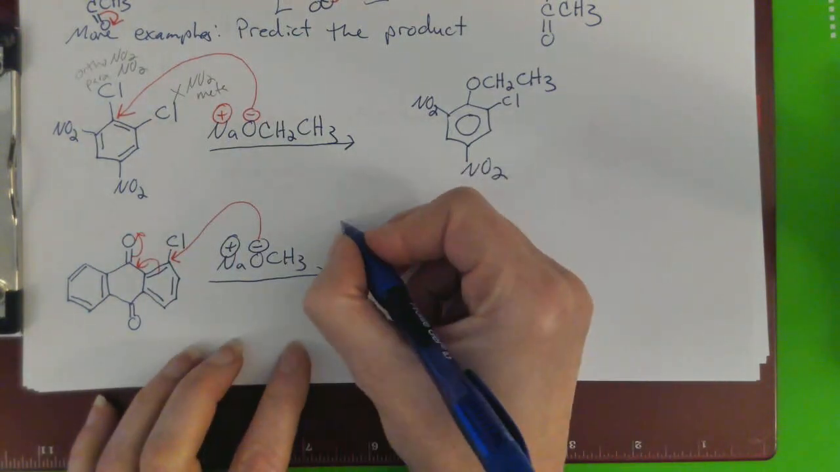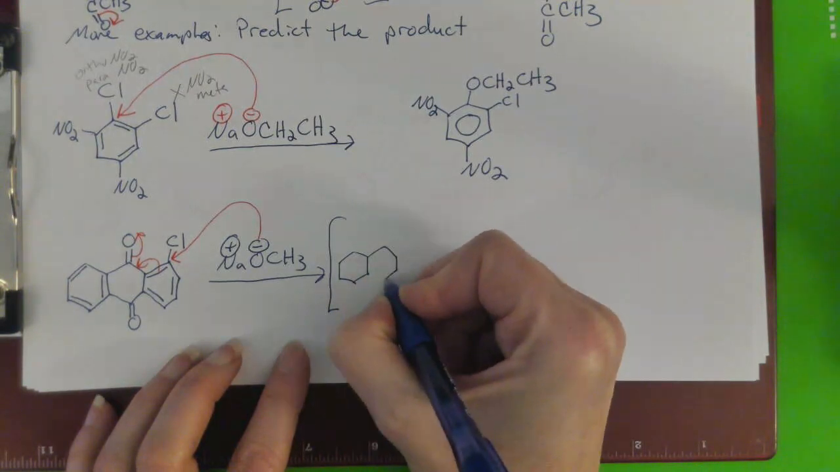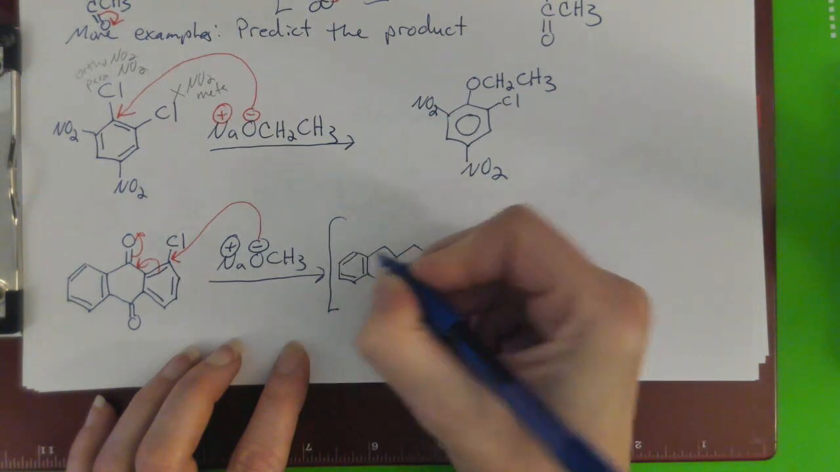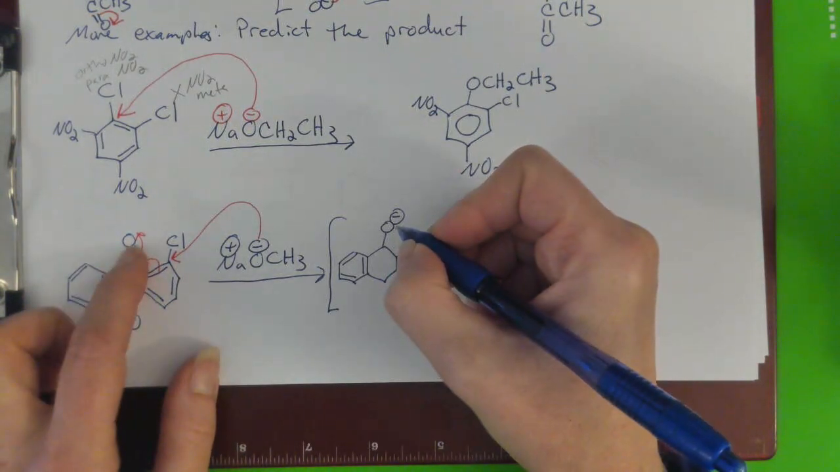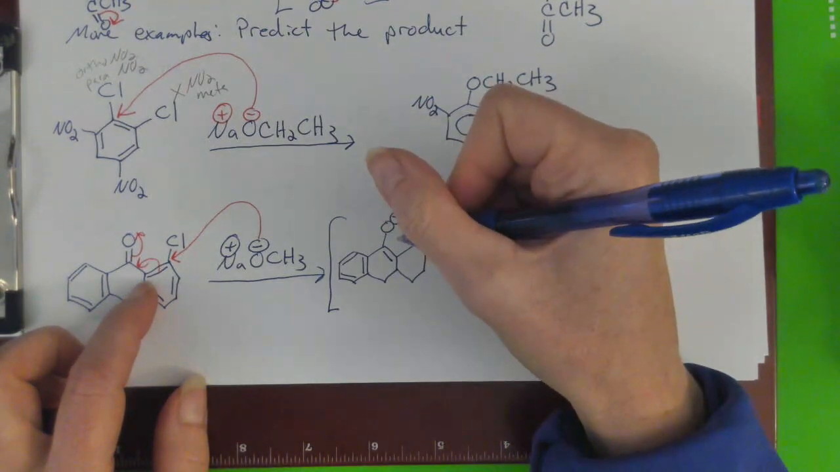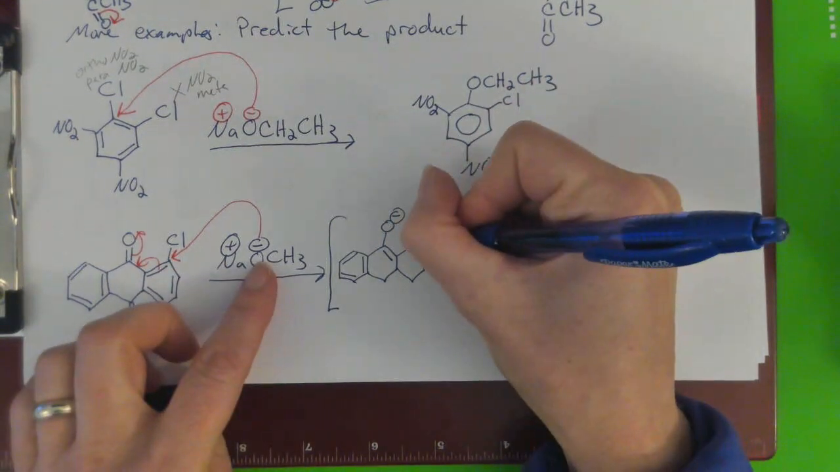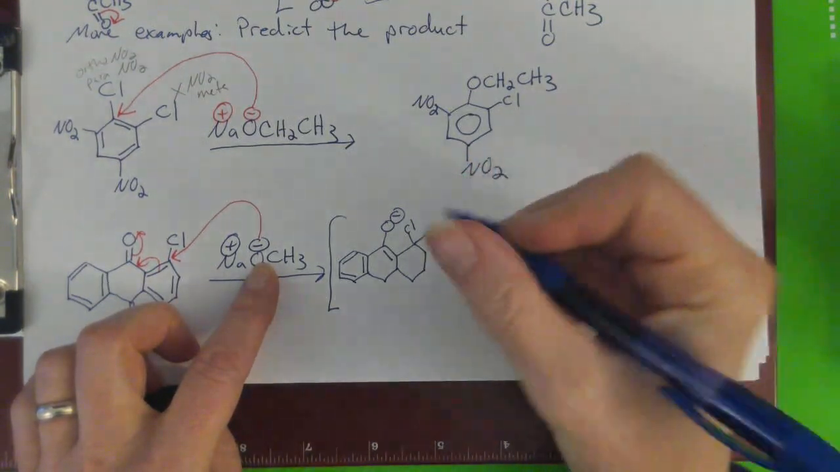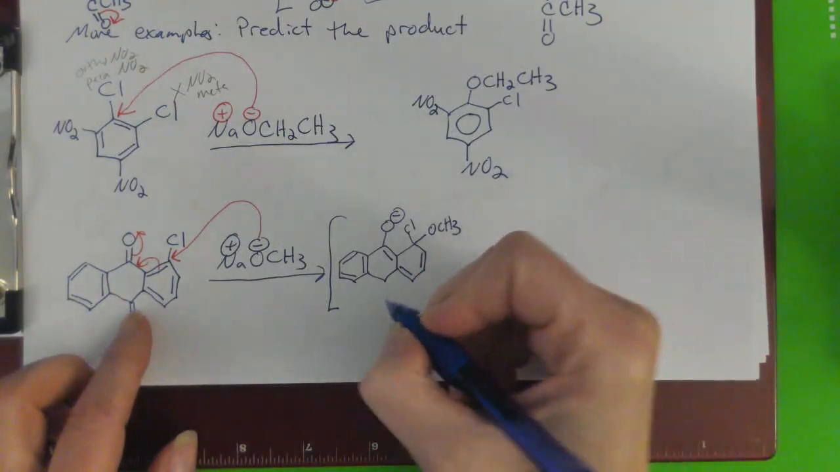So let me draw. So now we have that. Remember, this is serving as an electron dumping ground, or an electron reservoir. That sounds so much classier, right? And then what do we have here? We still have our chlorine, and now we have the methoxide. Okay. And we still have this, we still have this, and we still have this.